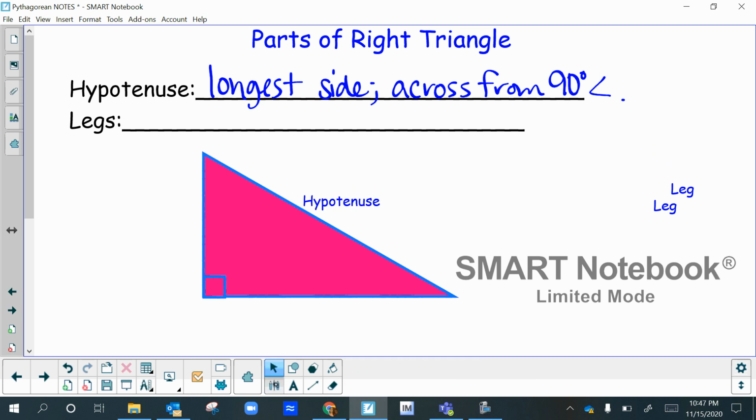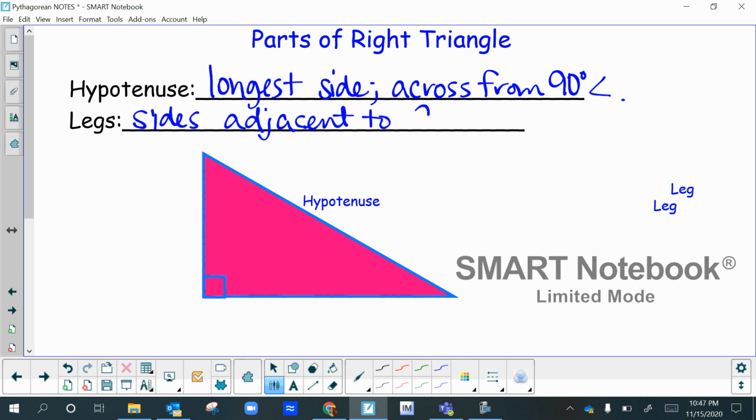And then the other two sides we call the legs. Okay, and so this will just say the sides adjacent to the 90-degree angle. Okay, so we have a leg right here and a leg right here. All right, so those are the legs and that's the hypotenuse.